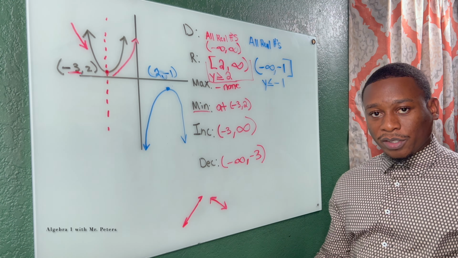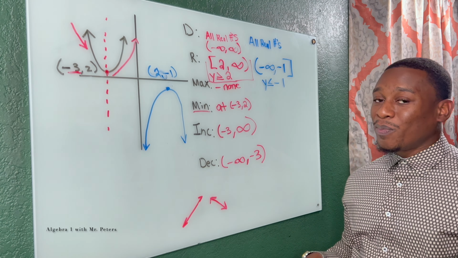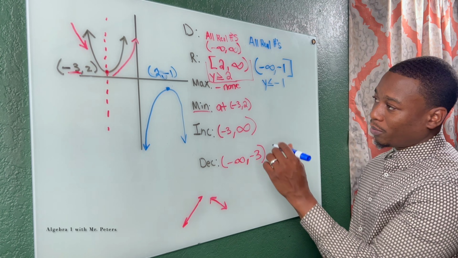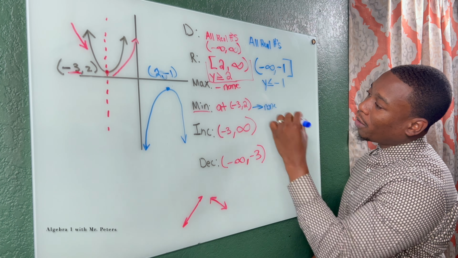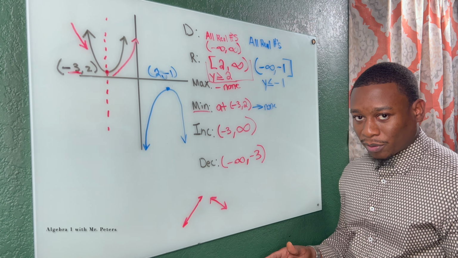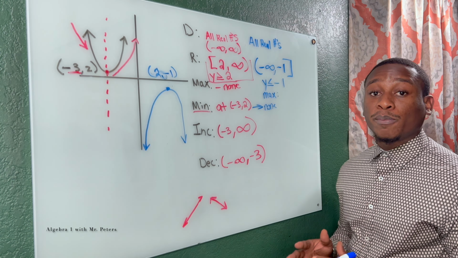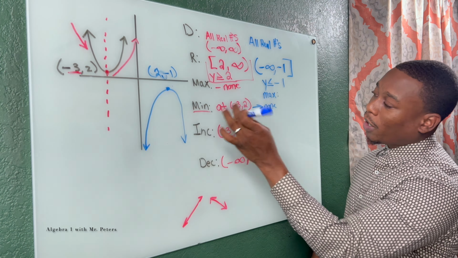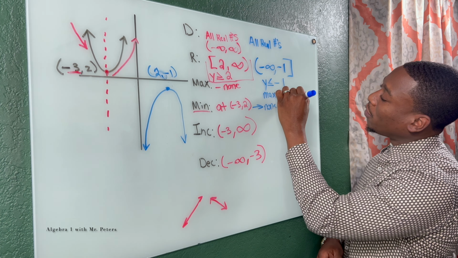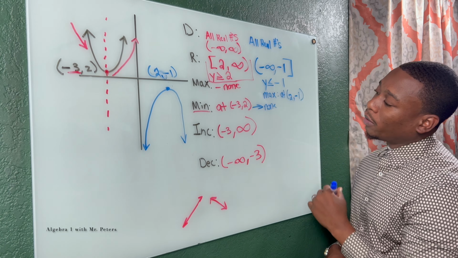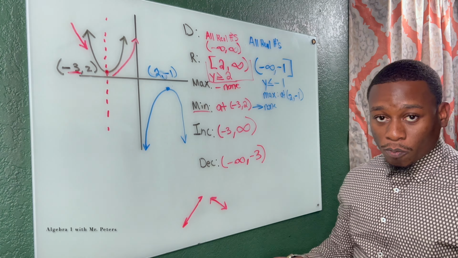So we got that done so far. We're now on maximums and minimums. So if the graph opens down, there is not going to be a minimum. So there is no minimum, but there is a maximum. And our maximum, the highest point on the graph, is right here at 2, -1. So this is how we identify the maximum for a graph that opens down.